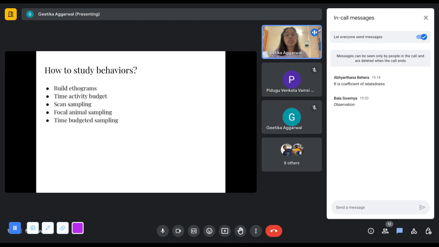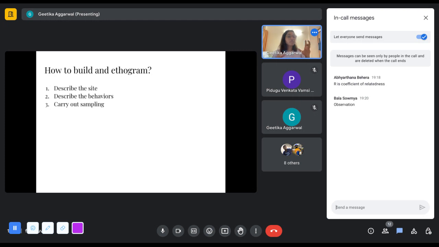So what are ethograms? Ethograms are basically inventories of behavior. You write down all the behaviors that that particular species or that particular individual is doing. That catalog of behaviors will be called an ethogram, where you note down the different behaviors and how you are defining these different behaviors. So how would you build an ethogram?